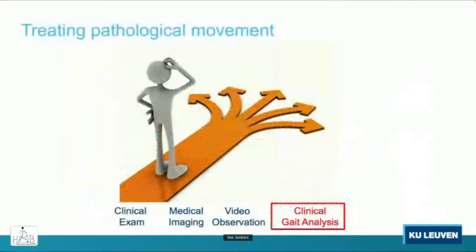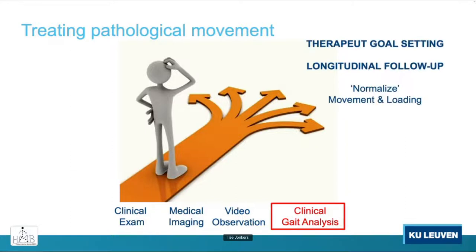So as a result, clinical gait analysis is a well-accepted technology for defining therapeutic goal setting in complex orthopedic conditions, for example, like cerebral palsy, and also for longitudinal follow-up of the functional outcome. The therapeutic ambitions are often formulated in terms of normalization of the gait pattern or even normalization of musculoskeletal loading.